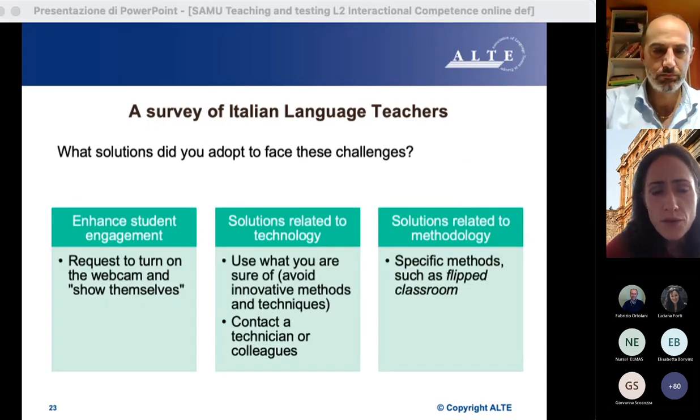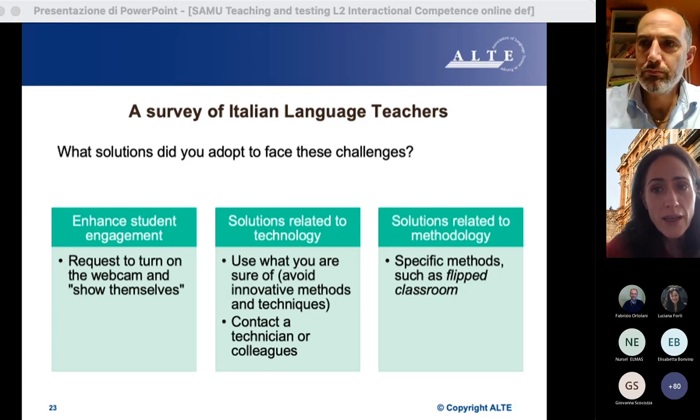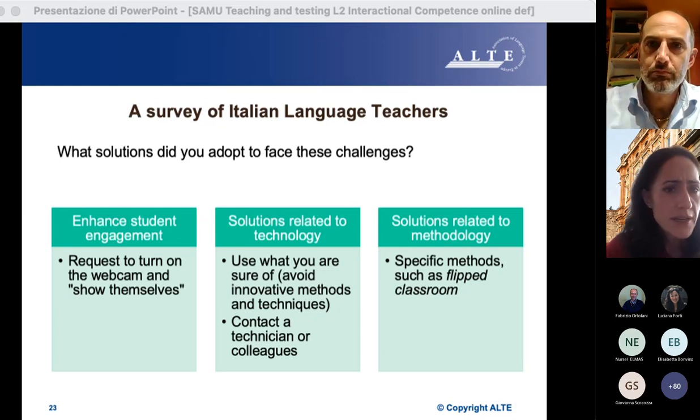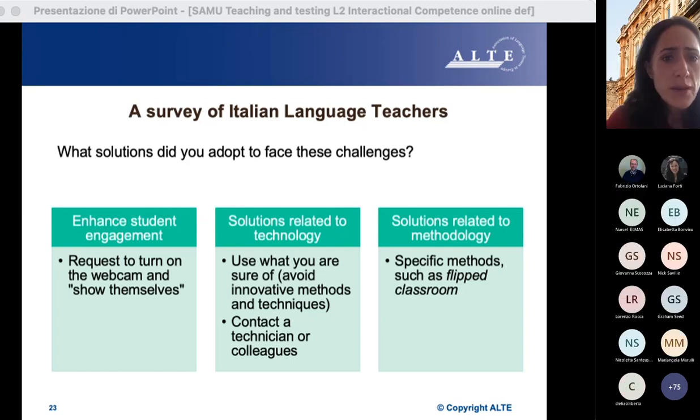So, what solutions did our teachers adopt to face these challenges? The solutions adopted by the teachers concern, on one hand, the engagement of the students through establishing specific rules, which includes the request to turn on the webcam and show themselves, and various solutions related to technology. For example, use what you are sure of, avoiding the use of innovative methods and techniques, contact the technician or colleagues, and one person mentioned the flipped classroom as a possible solution.